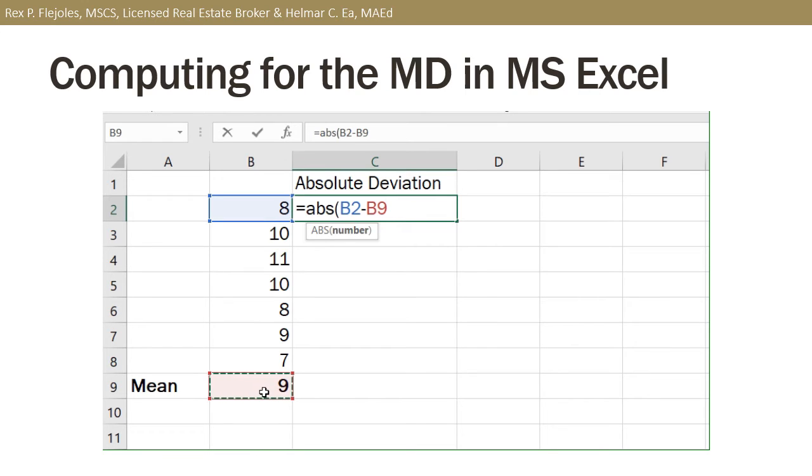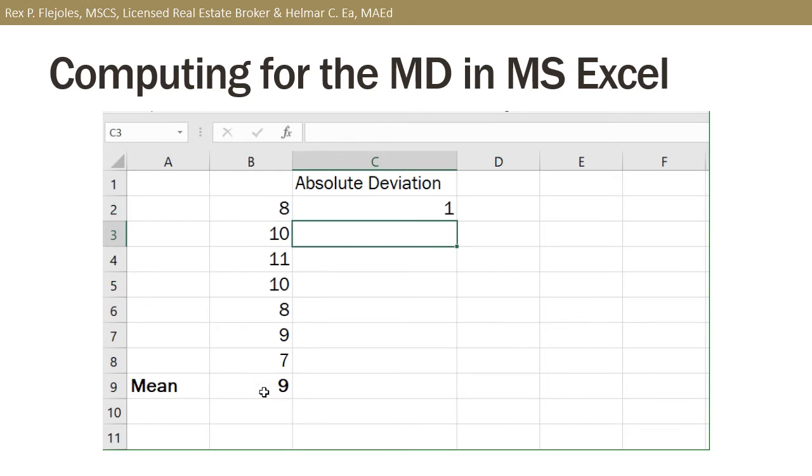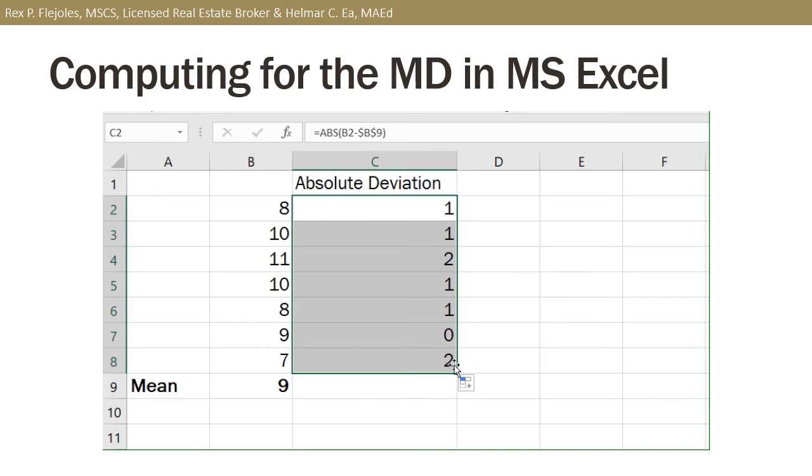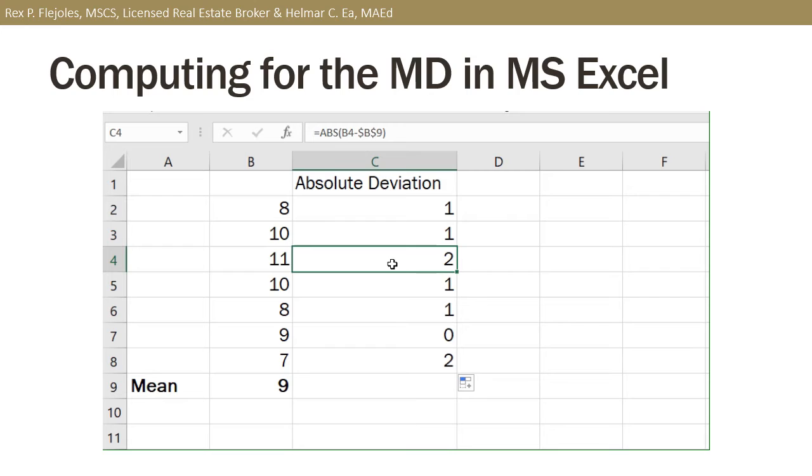Since the mean will be used for each of the data, we're going to make use of the absolute referencing function by pressing F4. Then we enclose it and press the enter key. We're just going to copy the formula here. So by copying the formula with the absolute reference, this one means the absolute difference between this and the mean. This one means the absolute difference between this data and the mean, and so on.